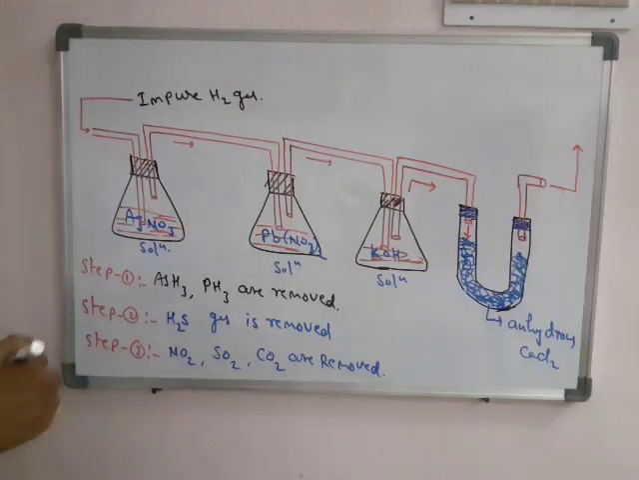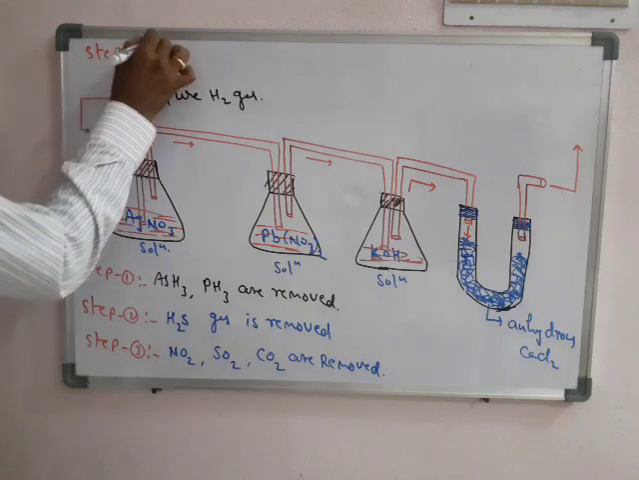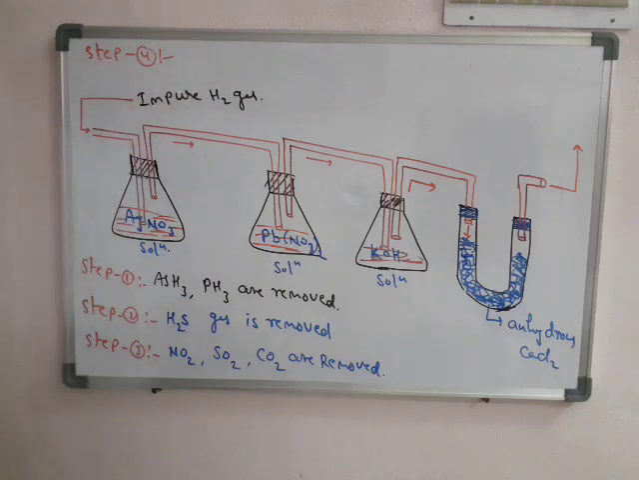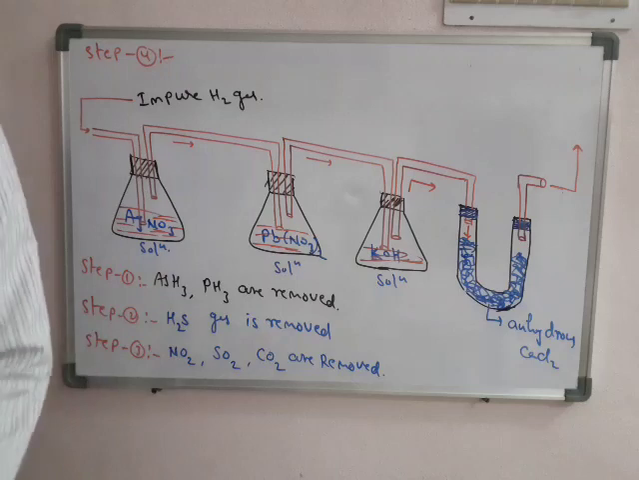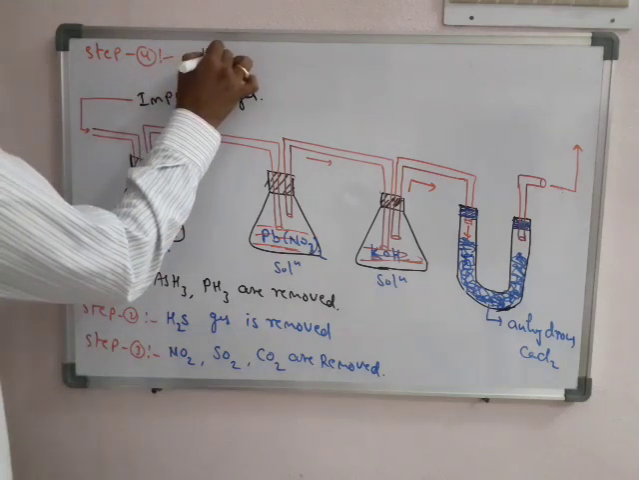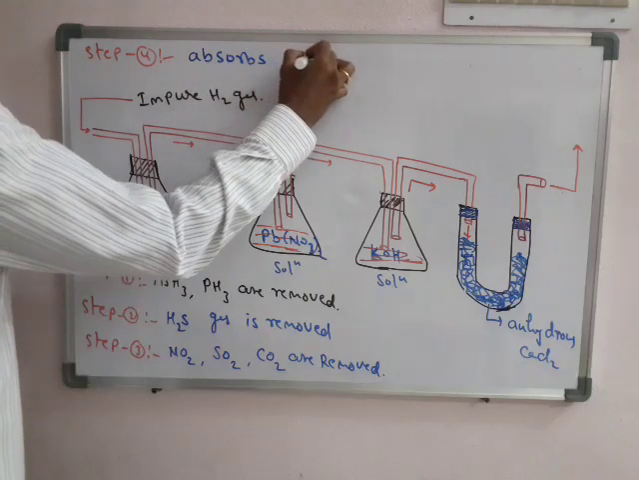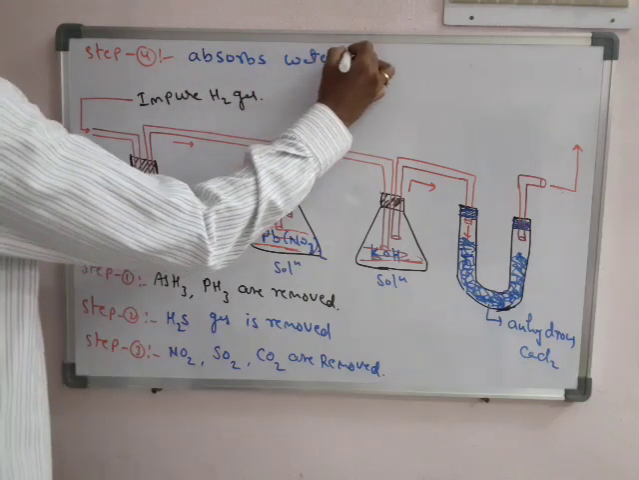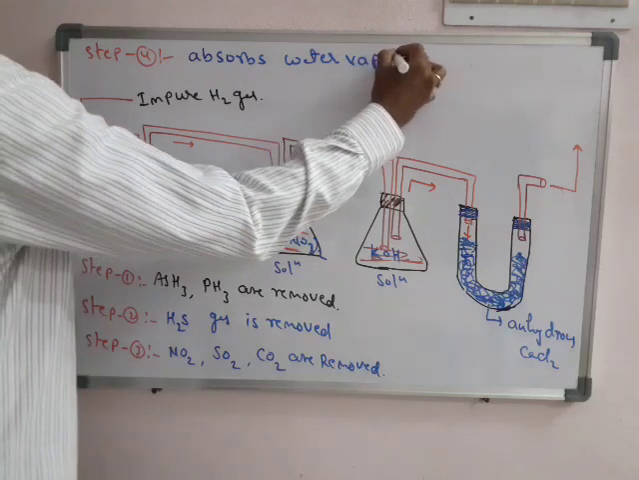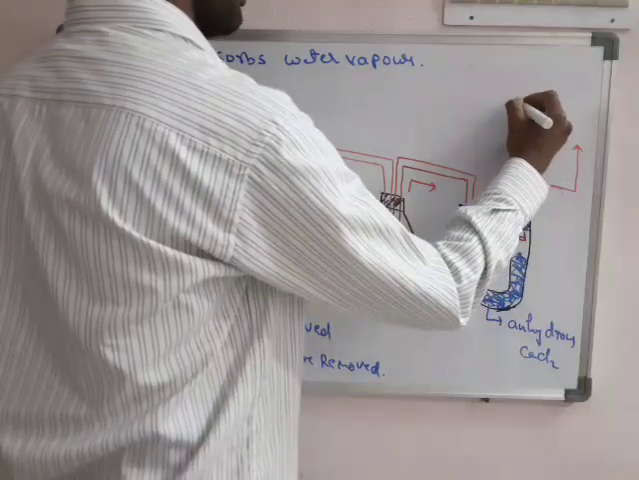so what is step 4? Step 4 we can say here moisture is removed. Okay, in the second step, it absorbs water vapor. So finally here we got pure hydrogen.